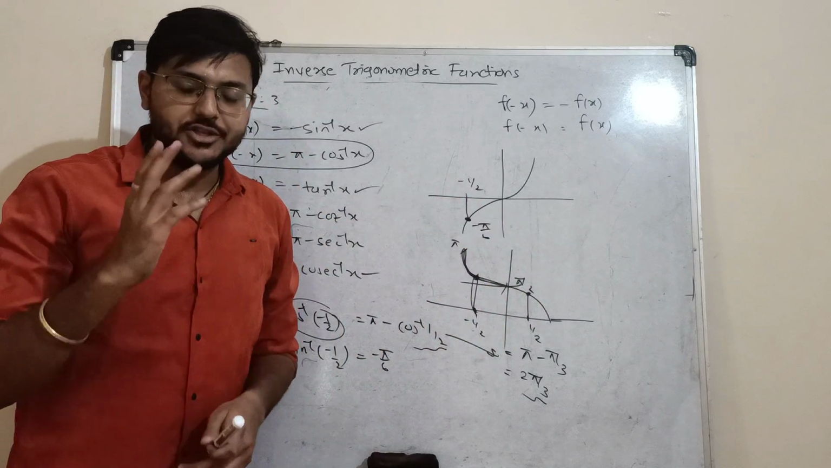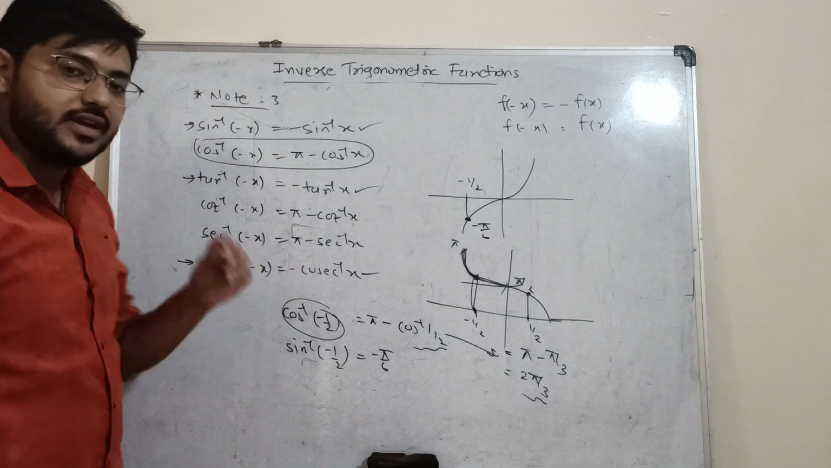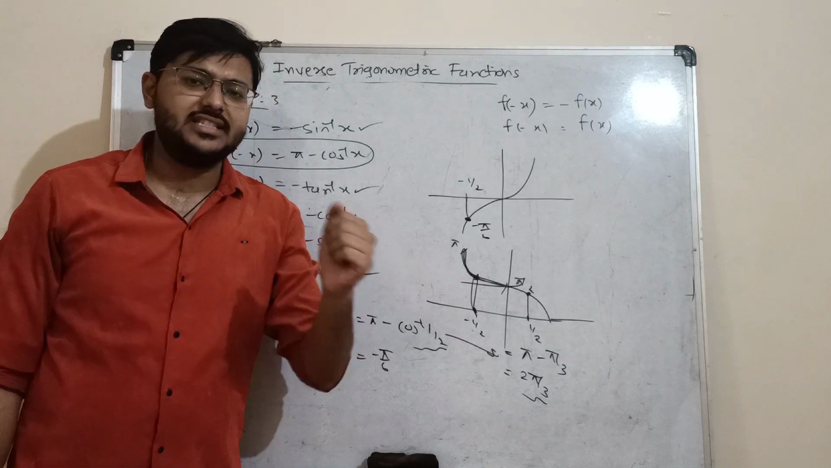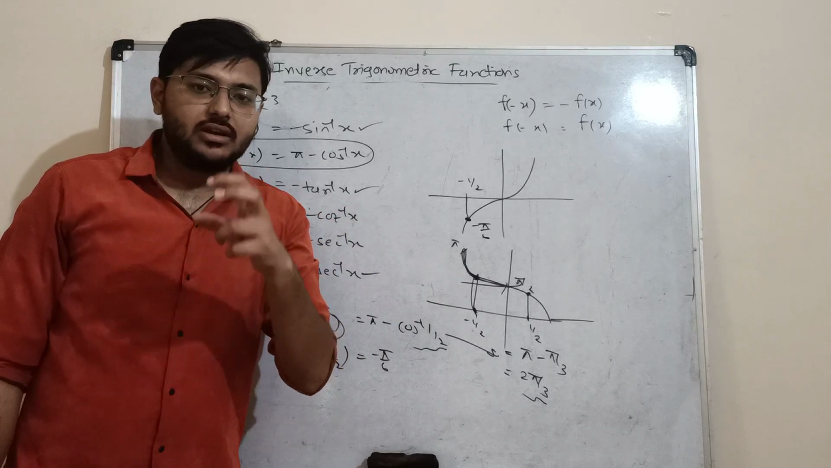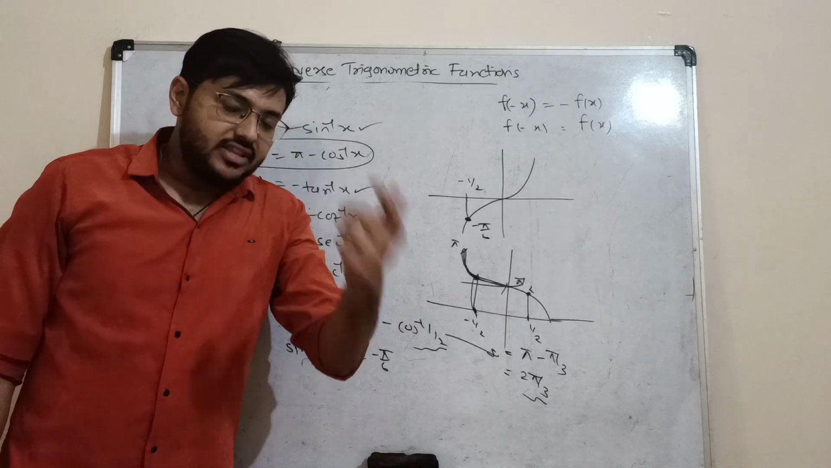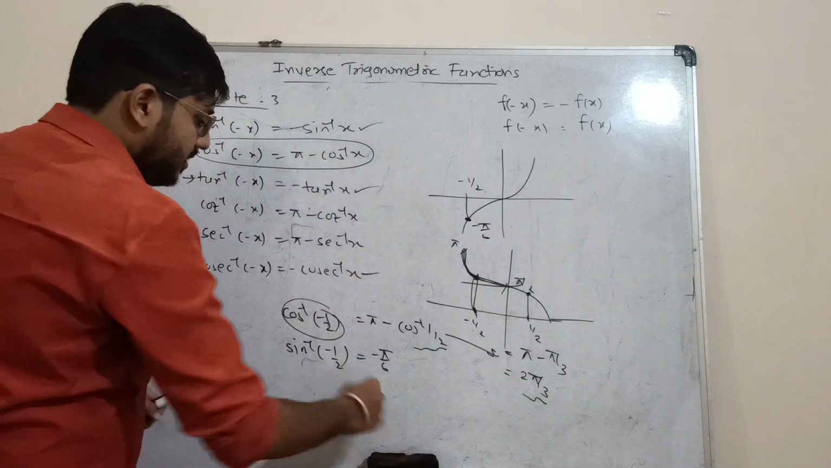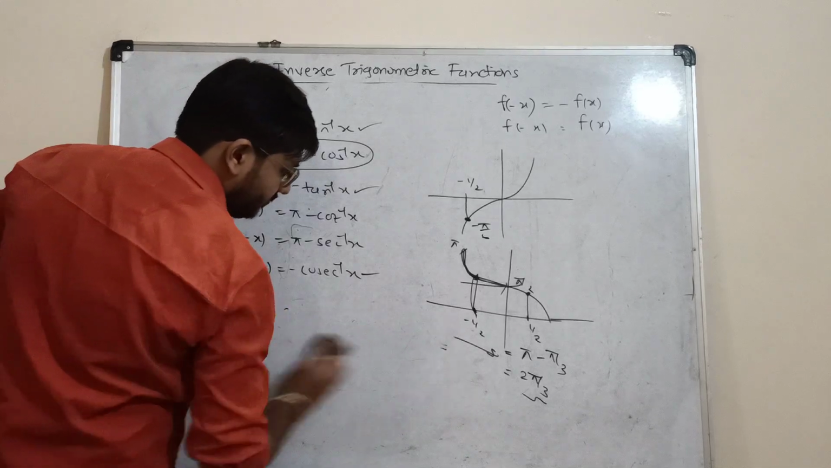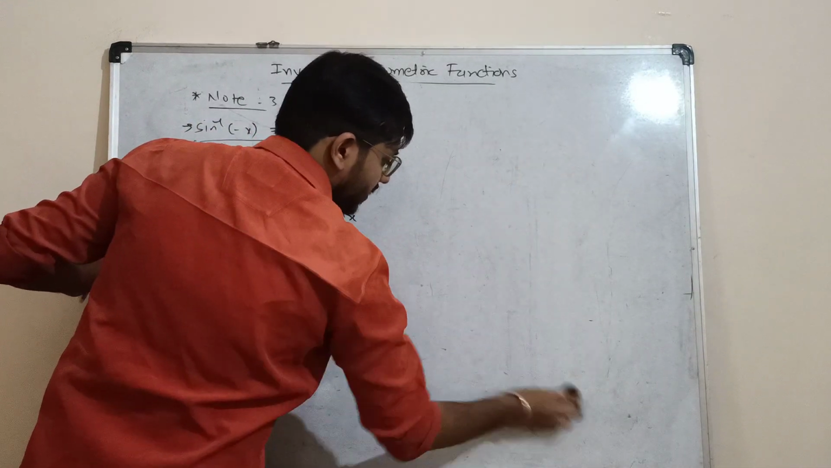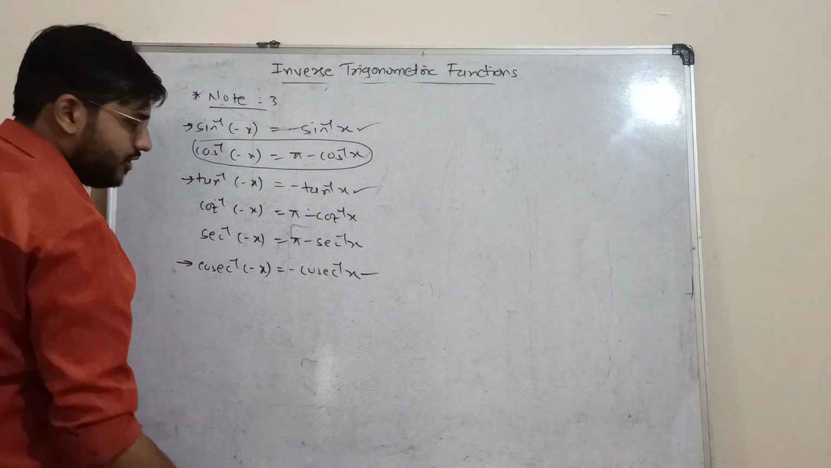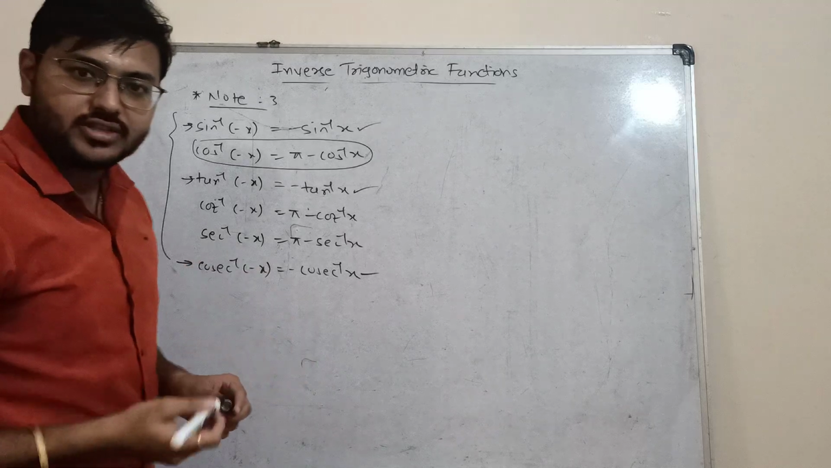So hope you understand this point. That is why we put pi minus when it's about cos inverse, cot inverse, and sec inverse, because the negative sign of cos, cot, and sec gives the answer between pi by 2 to pi. Okay, so this is the reason behind that. This is one of the important points for you, right? This is note number 3 for the negative sign.